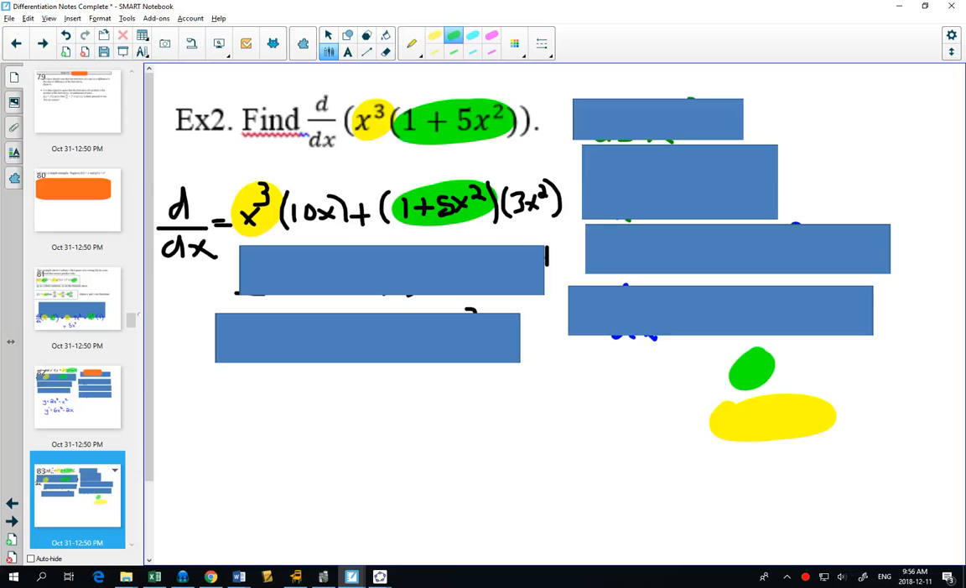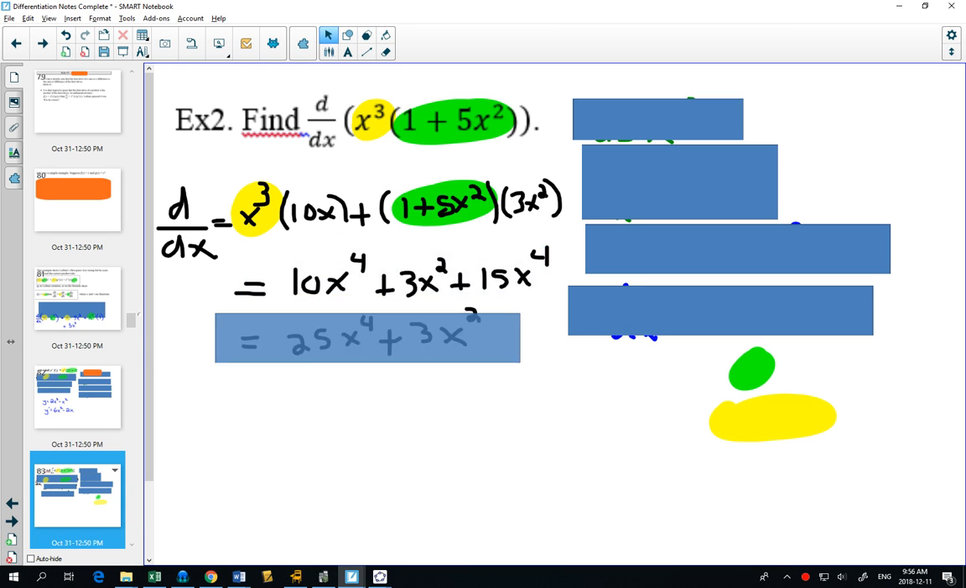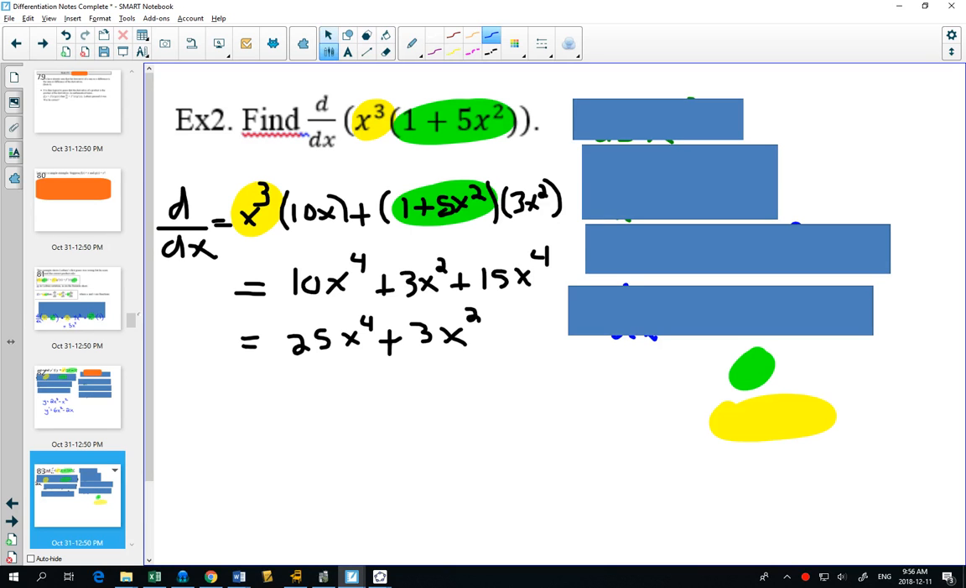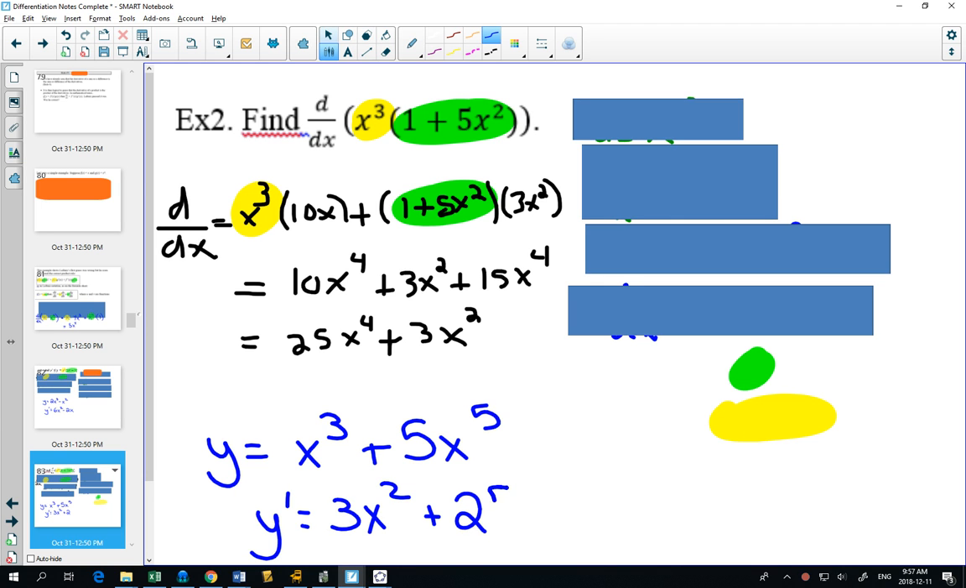And if you simplified this, we could distribute, combine your like terms, and get 25x to the 4 plus 3x squared. Again, can you see in this one that you could have used your old rules? If you distributed to begin with, you would get x cubed plus 5x to the 5. And then your simple derivative rules give 3x squared plus 25x to the 4.